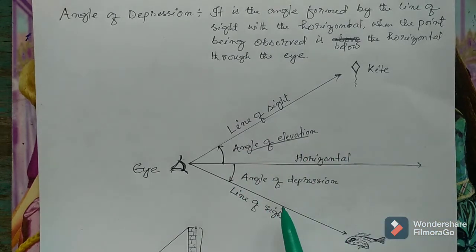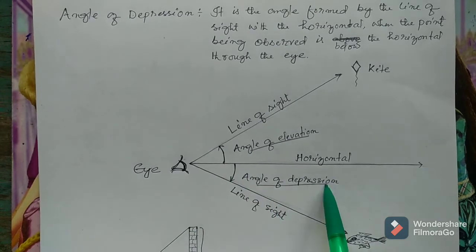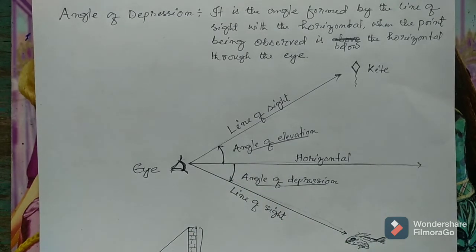And for angle of depression, if we look downward, let's say we are looking at a fish which is below the water, that means we have to look downward. So here also an angle is formed which is between horizontal and line of sight. But now in this condition, the point that we are observing is below the horizontal. So the angle formed here is called angle of depression.